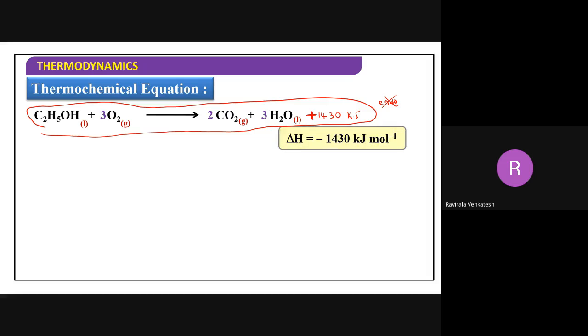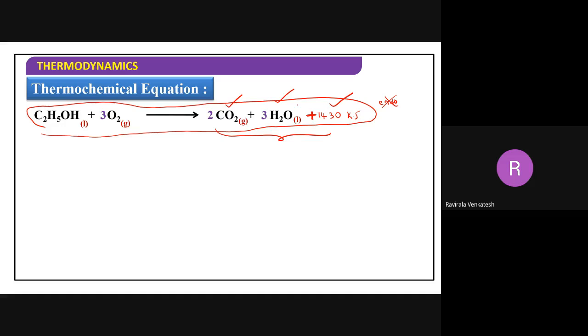So don't get confused here, beta. If you write plus here, it is not the delta H value, beta. It is not delta H. Delta H you are writing separately here. Separately you are mentioning delta H is equal to minus 1430. You are mentioning that separately. But in the case of this one, if you write like this, here on the product side, carbon dioxide released, water released, and this much amount of heat is also released.